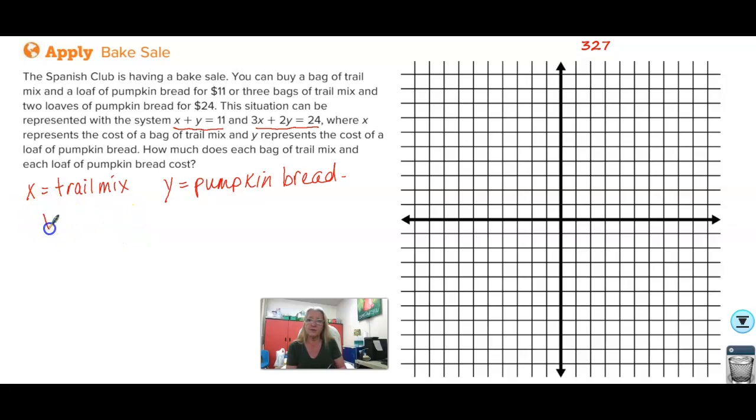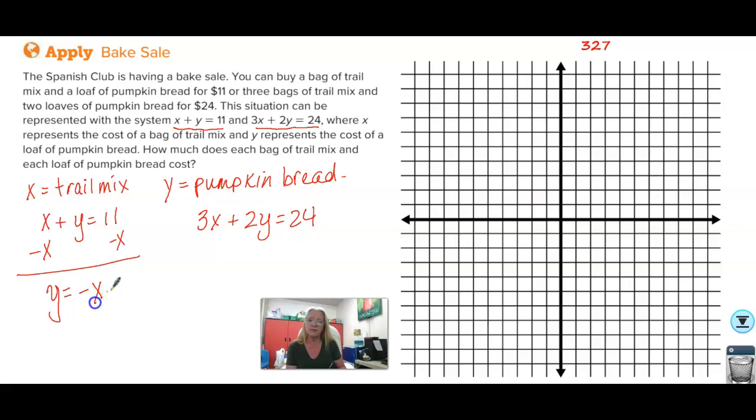Okay, so we have these two equations here. We have x plus y equals 11, and we have 3x plus 2y equals 24. Well, we need to put them both in slope-intercept form. So we need y by itself. We need to get rid of this x, and we can do that by subtracting x from both sides. That gives us y equals negative x plus 11.